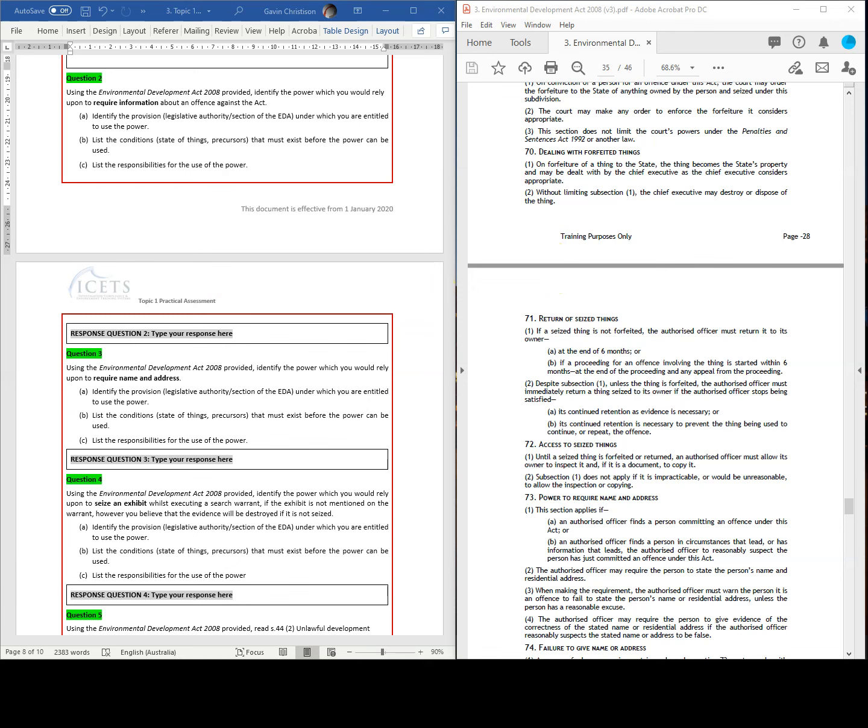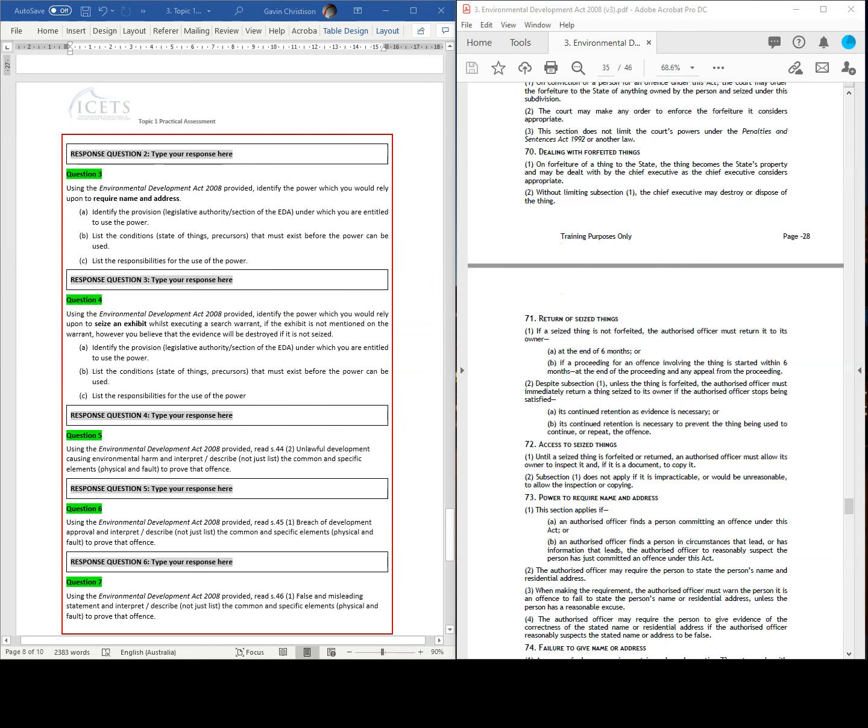There are a number of conditions that need to be met, and there's not a huge amount of responsibilities. There's only a couple in there to think about. Question 3, pretty straightforward. You should be able to find the power to require name and address. Again, look in the 70s.